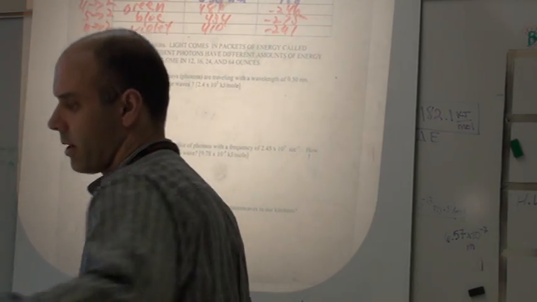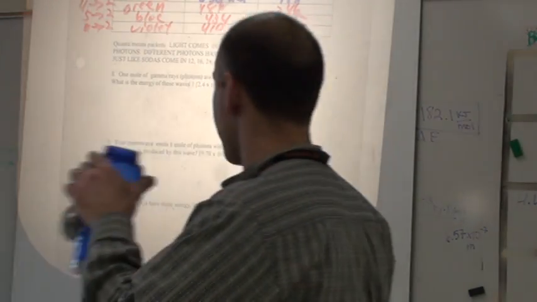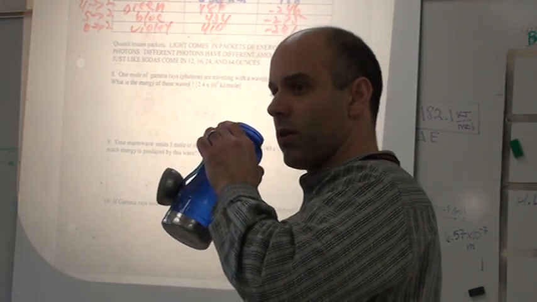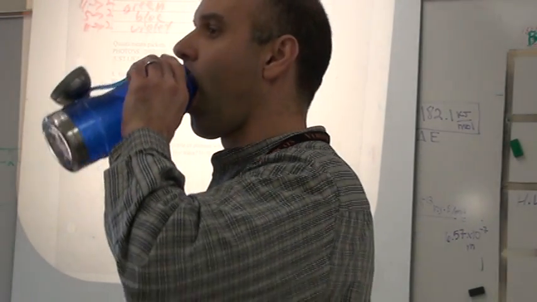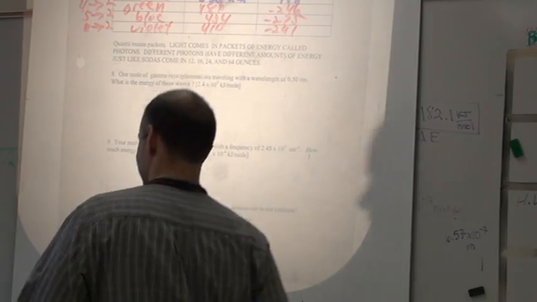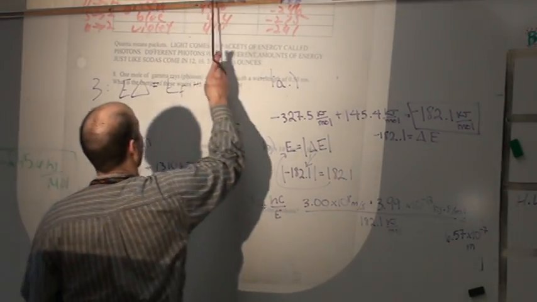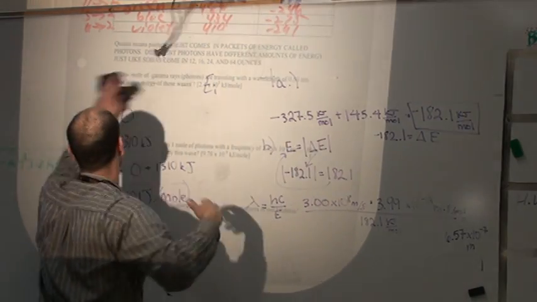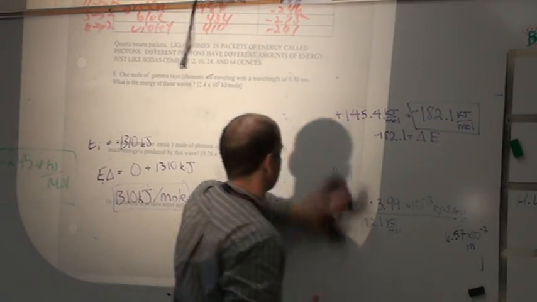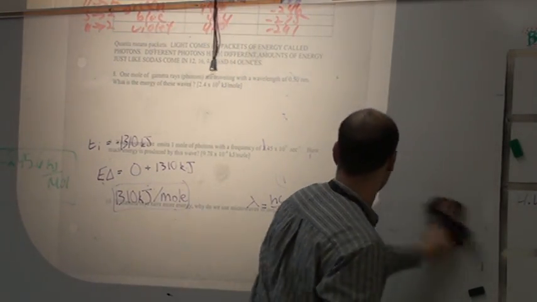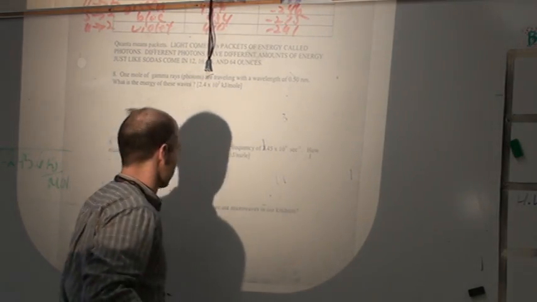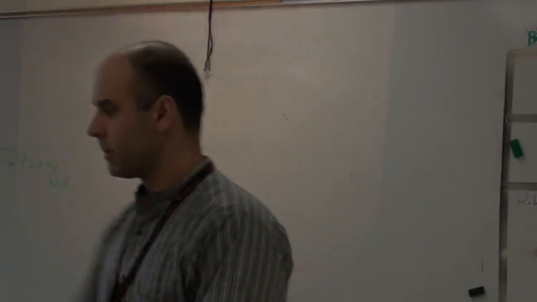For number 8, could you read number 8 for us? Number 8. 1 mole of gamma rays, or photons, are traveling with a wavelength of 0.50 nanometers. What is the energy of these waves?